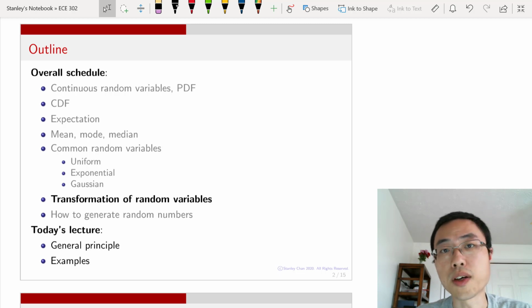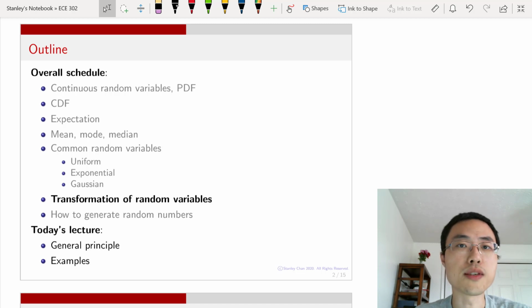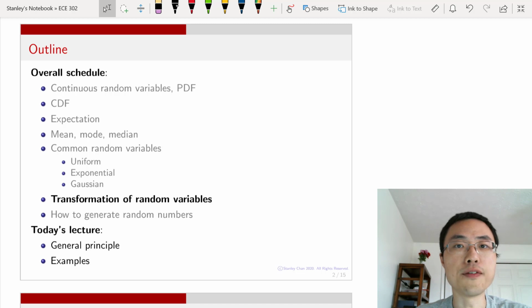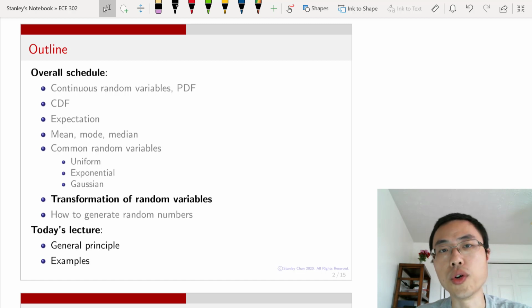You have a random variable x, and then there is a transformation g. You apply the transformation to get a new random variable, we call it y. And then we want to ask what is the PDF or the PMF or the CDF of the new random variable y.